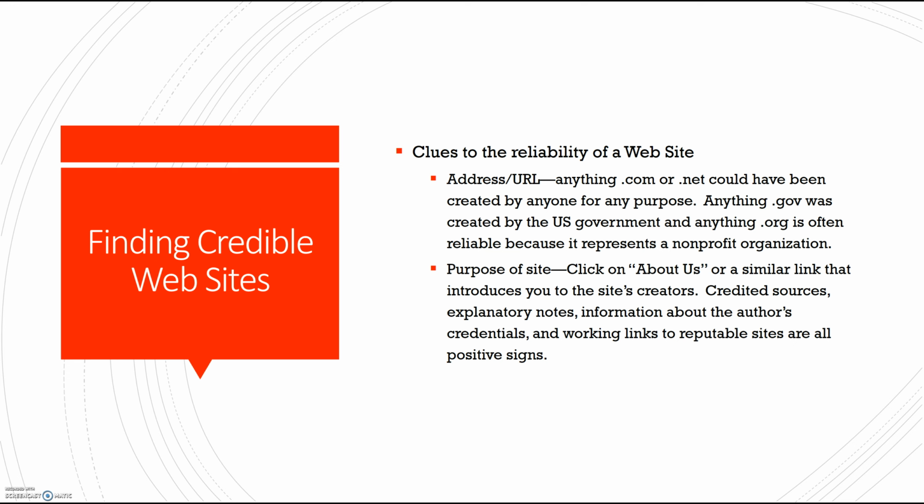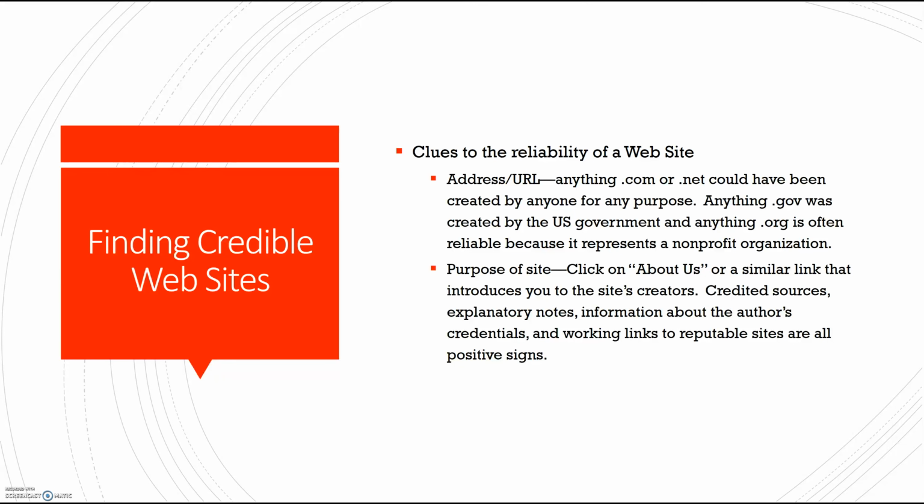But anything that's .gov or .org is often reliable because, government, unless you think the government's biased, or .org is reliable because it represents a nonprofit organization. So ORG stands for organization, and gov obviously stands for government. Also look at the purpose of a site.